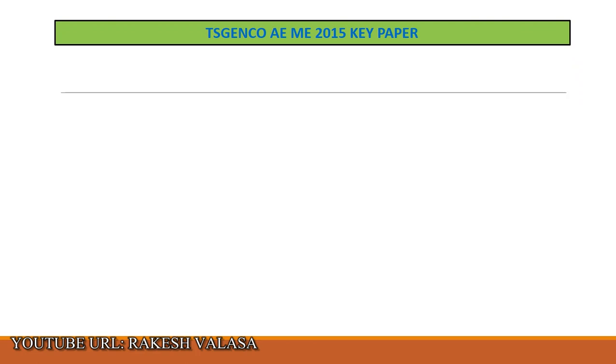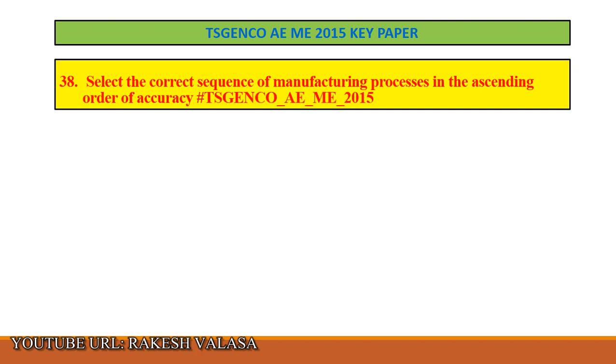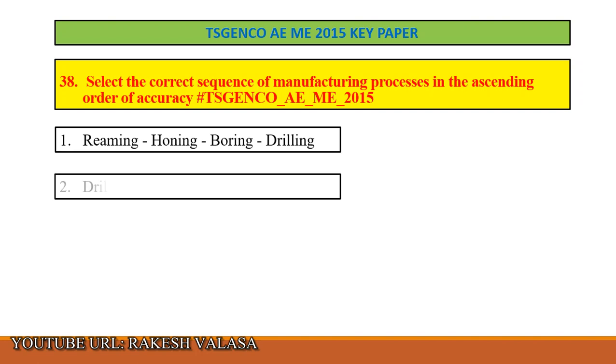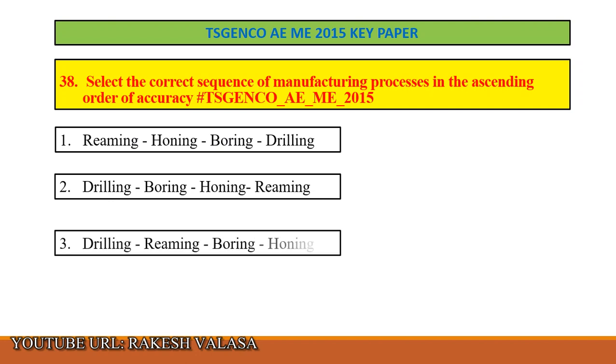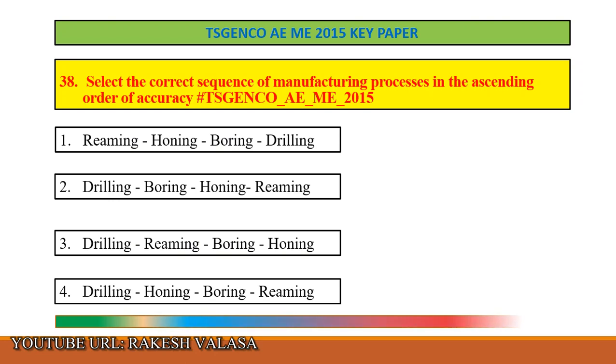Question number 38. Select the correct sequence of manufacturing processes in the ascending order of accuracy. Option 1, reaming, horning, boring, drilling. Second option, drilling, boring, horning, reaming. Option 3, drilling, reaming, boring, horning. Option 4, drilling, horning, boring, reaming. The correct answer is option 2, that is drilling, boring, horning, reaming.